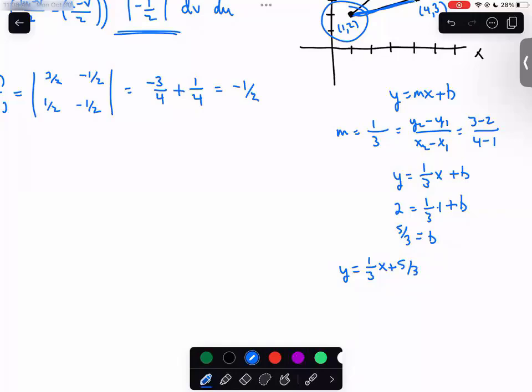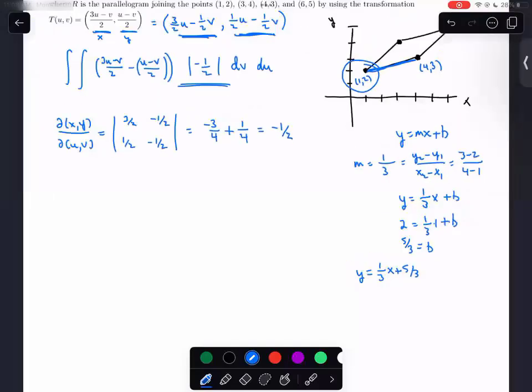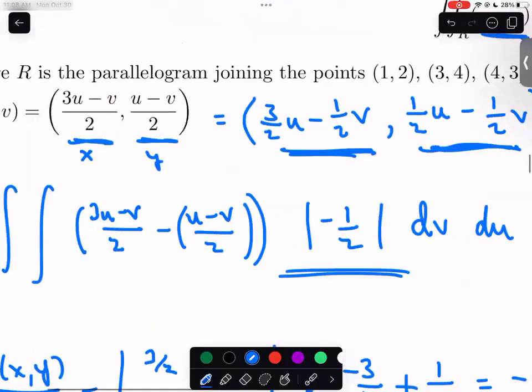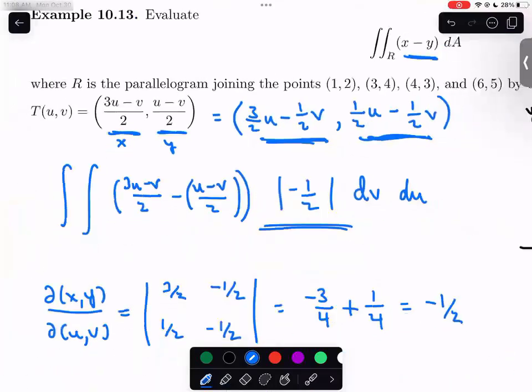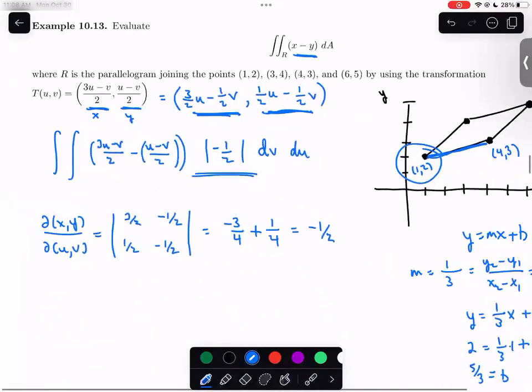All right. Well, now that we have this, we know what it looks like in terms of x's and y's. Now we can go ahead and use our transformation equation on this. So our transformation equation says that x should be equal to (3u minus v) over 2, and that y should be equal to (u minus v) all over 2.